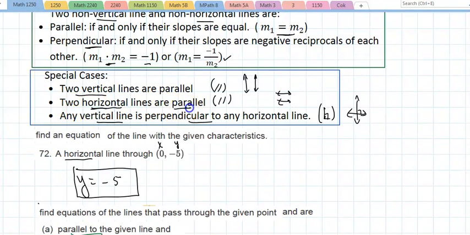Two horizontal lines are parallel, so if you have a horizontal line, a line that's parallel to it would be horizontal. And a horizontal line and a vertical line are always perpendicular.